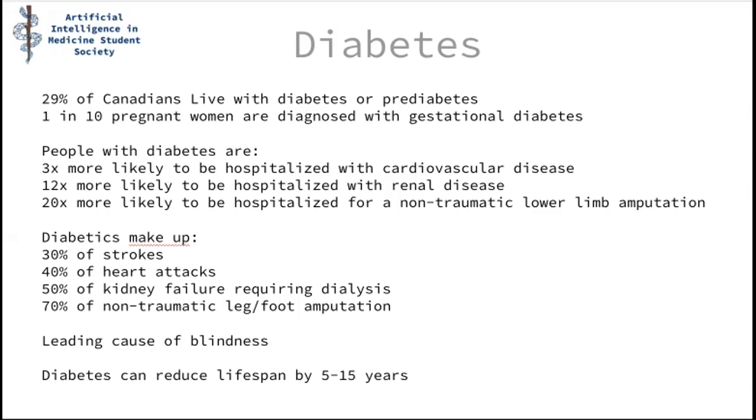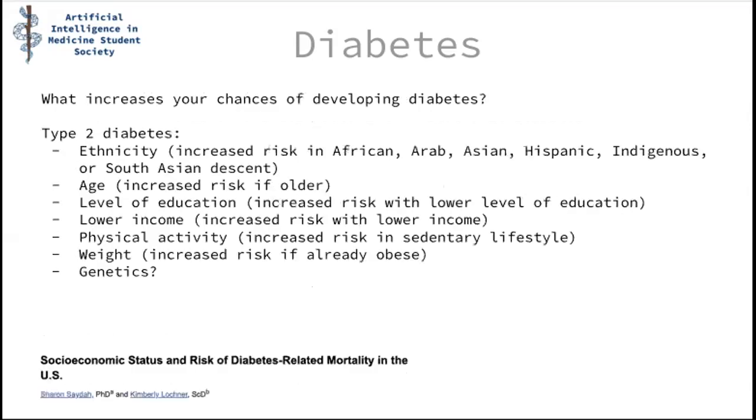And then of the people who get strokes, 30% are diabetics. 40% of people who have heart attacks are diabetics. 50% of people with kidney failure who require dialysis are diabetics. And again, 70% of the people who have amputations for non-traumatic reasons are because of diabetes. It's a leading cause of blindness, and diabetes can reduce lifespan by 5 to 15 years. So not to scare anyone, but this is a very significant disease.